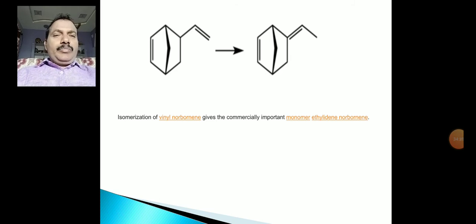So observe here, this is the isomer. Both are isomers if you observe. So the vinyl norbornene gives the commercially important monomer ethylidene norbornene.